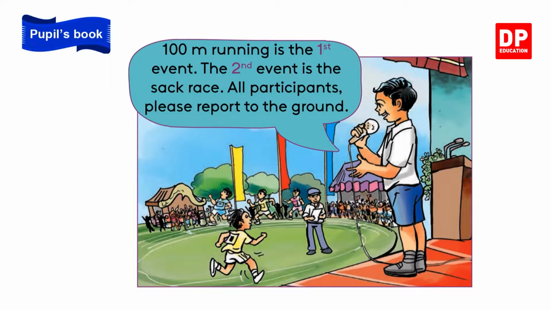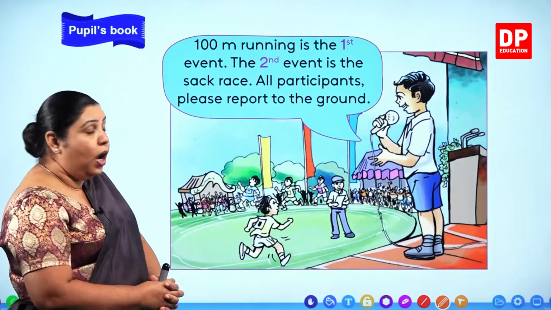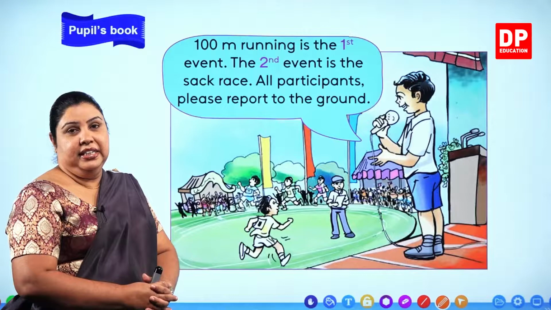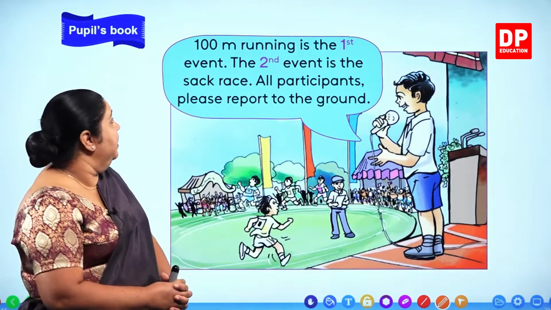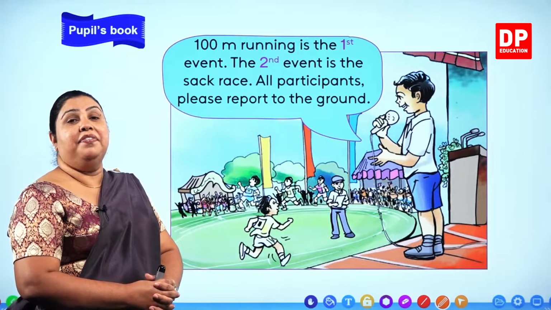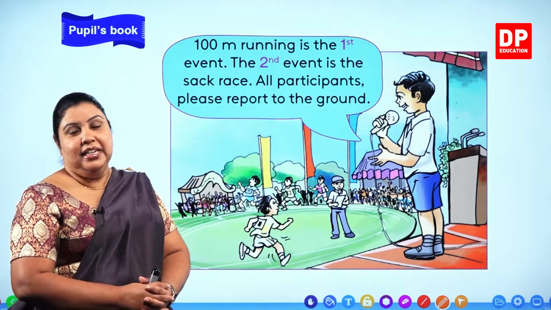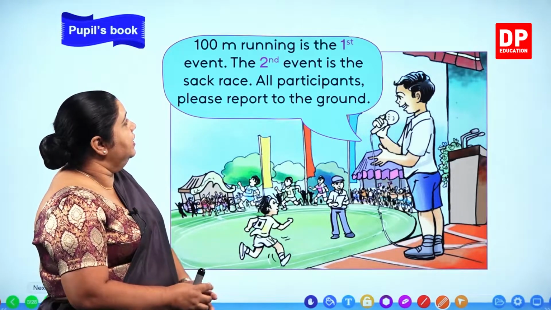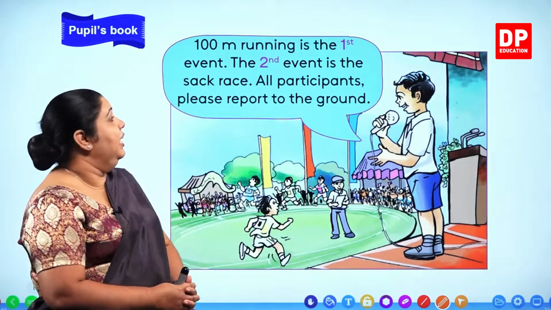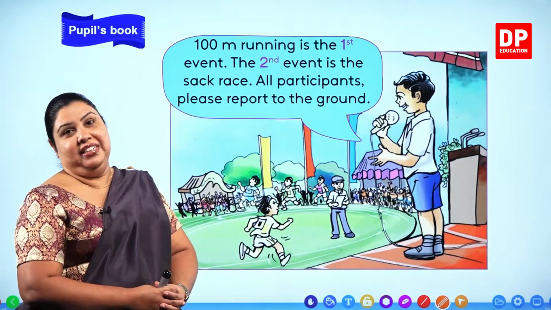Right, now I want all of you to take your pupils book and turn to lesson number 4. And you have this picture in your pupils book. So now we have to read this. Before we start learning about ordinal numbers, we will read this little paragraph and see what it has to tell us. Let's read. Come. 100 meters running is the first event.